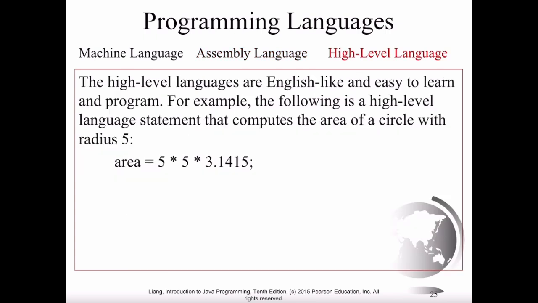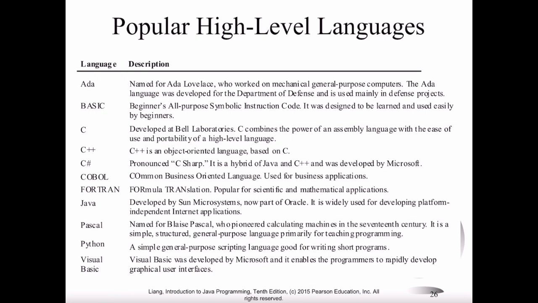Finally, let's talk about the high-level language, which is actually English-like and very easy to learn. You can write whatever you want and translate it to the machine language. It's very easy and like English. And here are some popular high-level languages. For example, we have Ada, Basic, C, C++, C Sharp, and the list goes on.